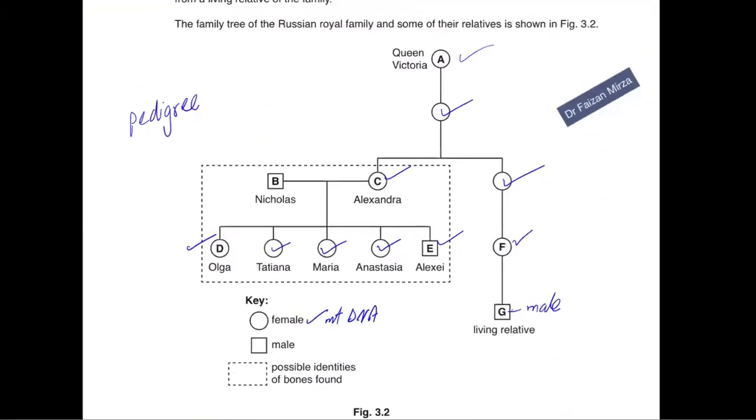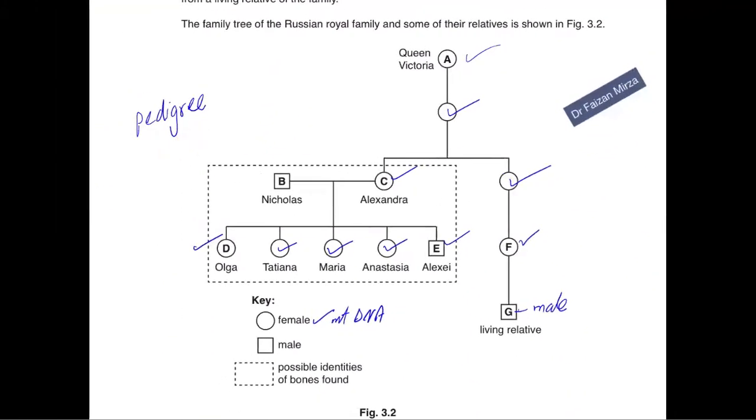Now, look at this pedigree. We call this kind of chart a pedigree. So there's Queen Victoria, and whenever we see a pedigree, we first of all look at the symbols. A circle represents female, and a square represents male. So wherever circles are drawn, these are all females, and wherever a square is drawn, that's a male.